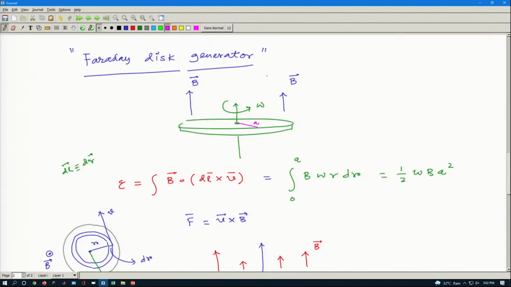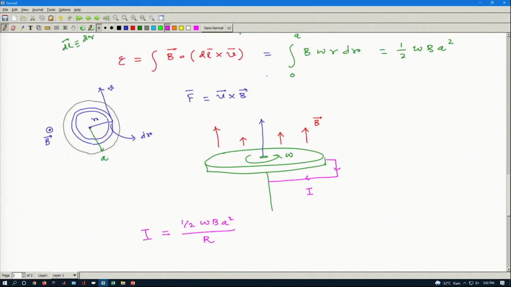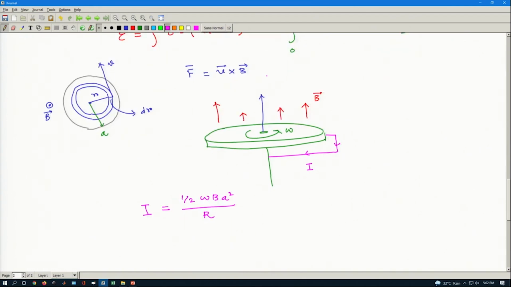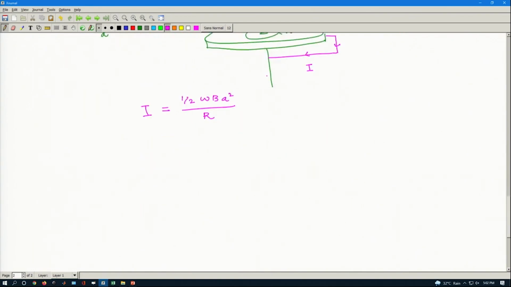So, this kind of system is called the Faraday disk generator. I just exploited the expression of EMF that I discussed, and then I can have the expression of the current. Okay. So, now let us move to today's topic, which is the self and mutual inductance, and we are going to calculate a few things out of that.